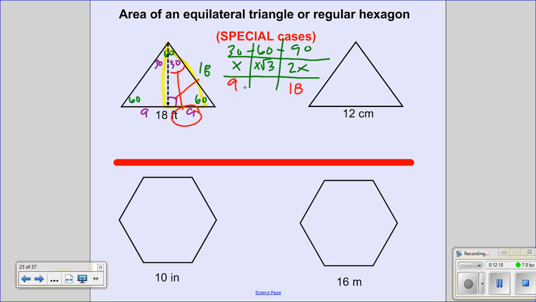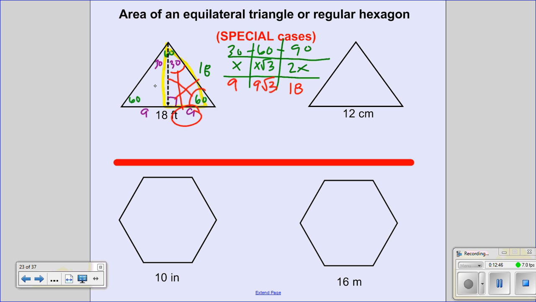So if this pattern is still true, then across from 60 is the height, which means it should be 9 square root of 3. Because if 9 is x, x is across from 30, and then for across from 60, so to take across from 30 and slap a root 3 on it.